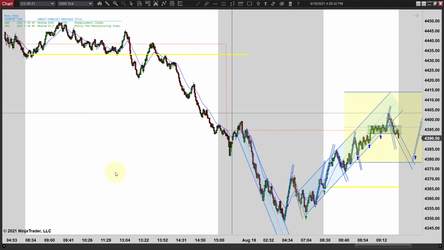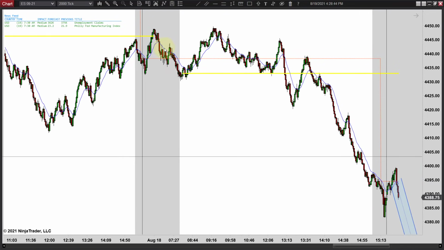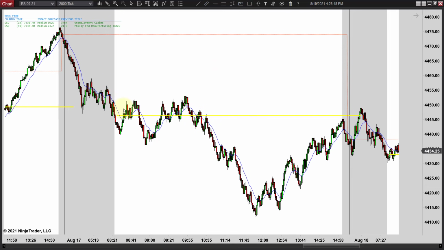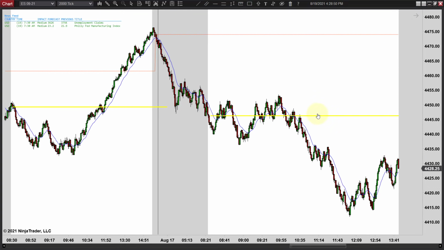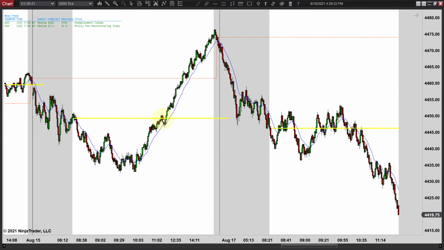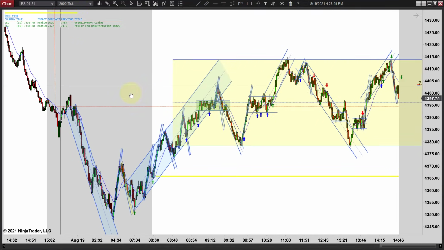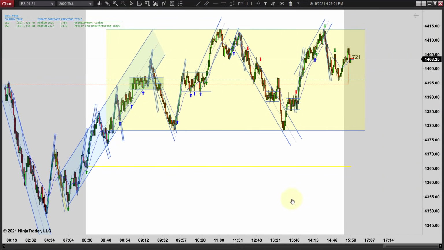But when it looks more like stuff like this going sideways, it's really hard to catch a big runner, especially when it's like this, because you just get stopped out and you can't hold a runner. A day like that right there, sure, you can catch an easy runner on a day like that and hold it for a long time. But on general days, it's hard to do that.